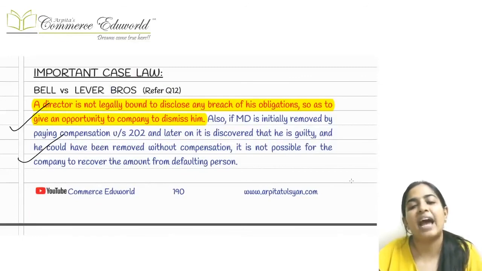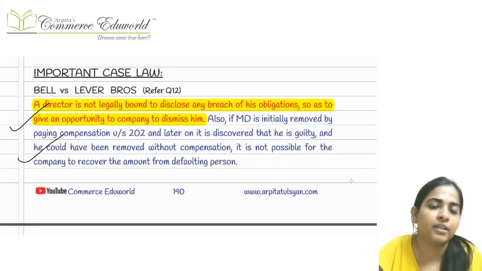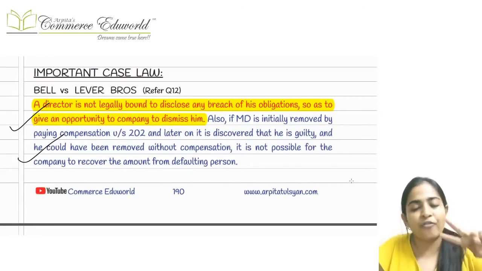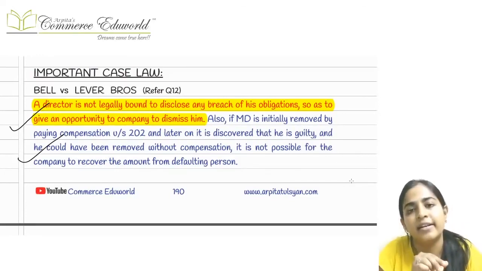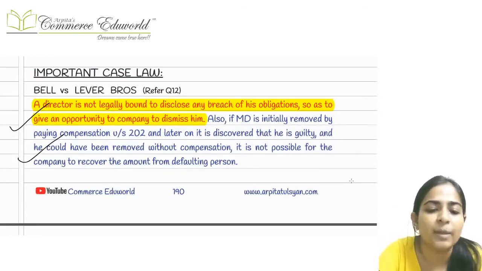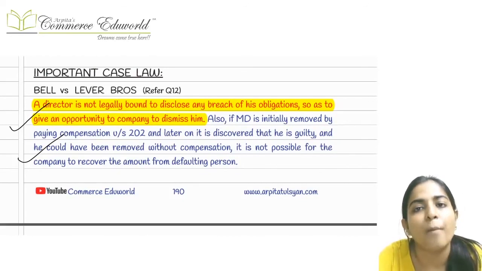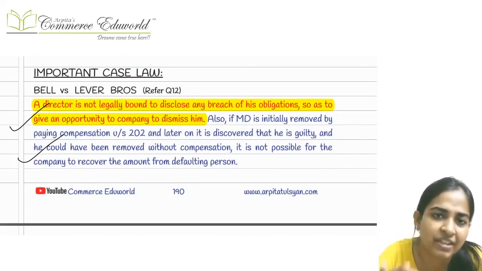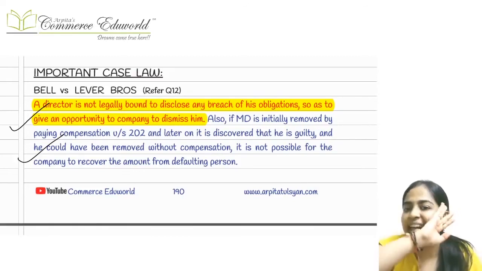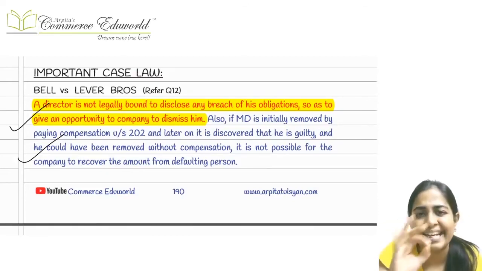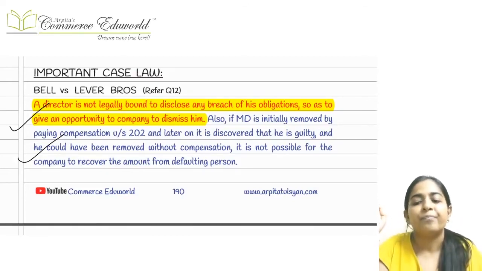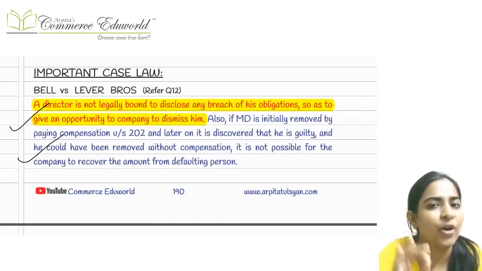And at the end, we have a case law, Bell versus Lever Brothers, which we have already considered. One conclusion from this is that if compensation has been paid to any person on the basis of allegations, then that compensation cannot be recovered back in any circumstance.